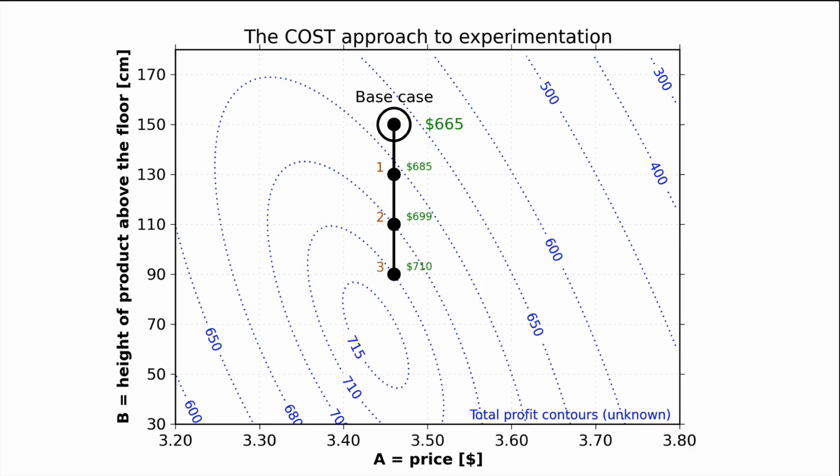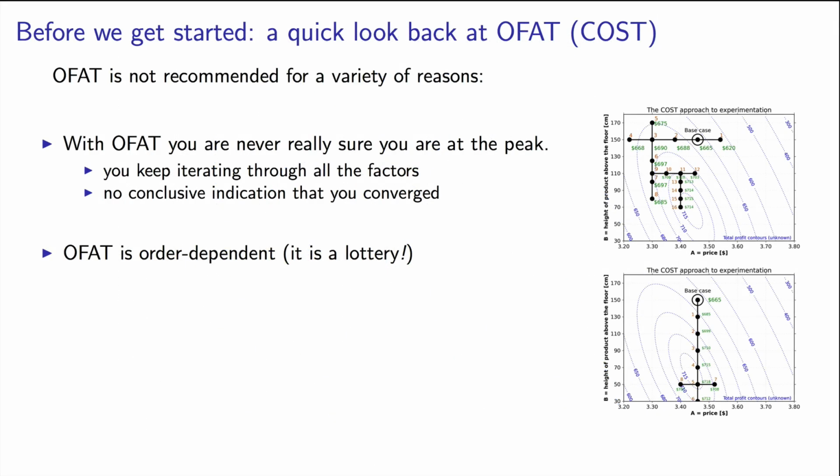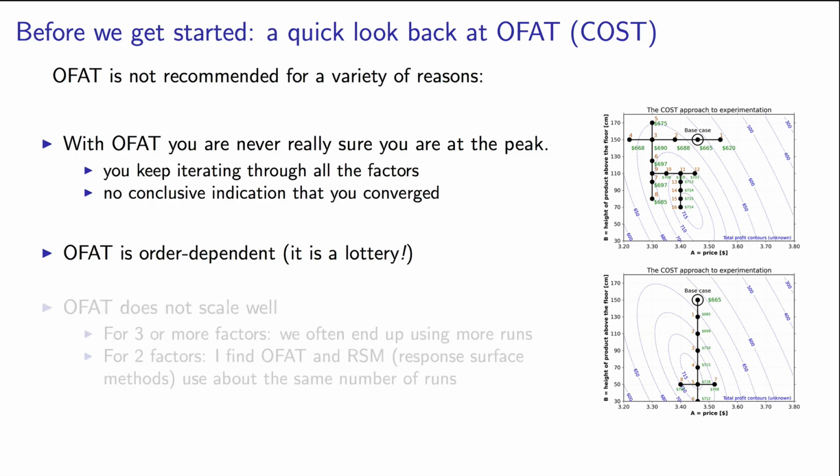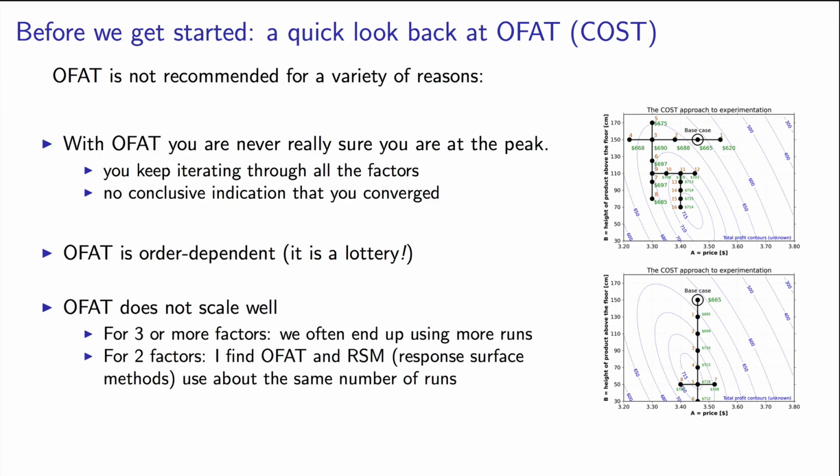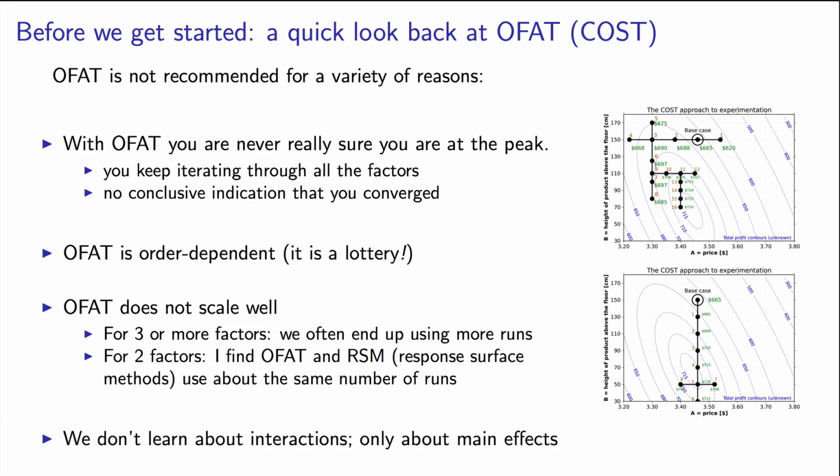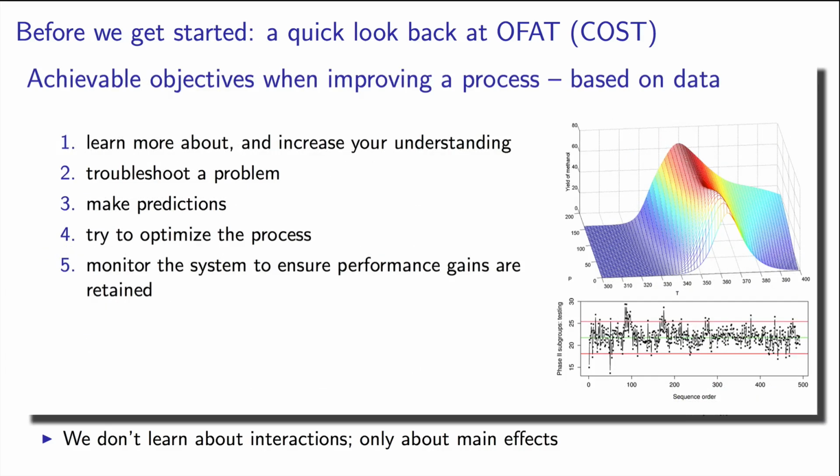Also, if I had optimized B first and then A, I would have arrived at the optimum faster. This seems like a lottery. Sometimes you get to the peak quickly and sometimes slower. Not surprisingly, statisticians don't like this sort of thing. Furthermore, this approach doesn't scale well. If you had 5 factors, for example A, B, C, D, and E, then this haphazard searching across the 5 factors leads to inefficient experimentation. By using the OFAT approach, you will not learn about the interactions in your system. Recall from an earlier video in this module that learning more about our systems was the first way in which we can use data to improve our processes.